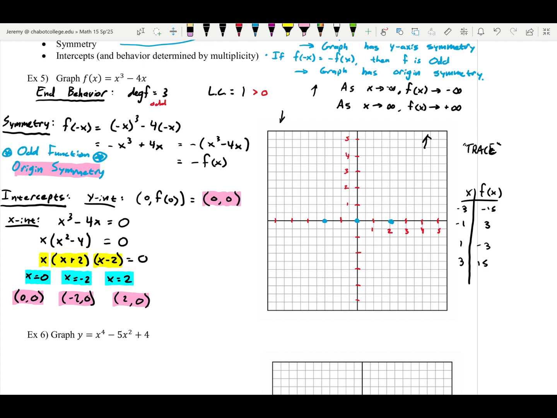Okay, if I was really aware of the fact that I have origin symmetry, I could have just tested -3 and -1, and I would have known what was happening outside of there. But let's plot these points. So -3, -15, basically it just gets really small, shoots down like that. -1, +3, I have that ordered pair up there. +1, -3, and then +15 way up there somewhere. So I'm just going to sketch this in now. And that is a really nice looking graph.